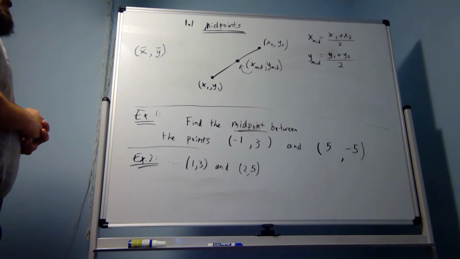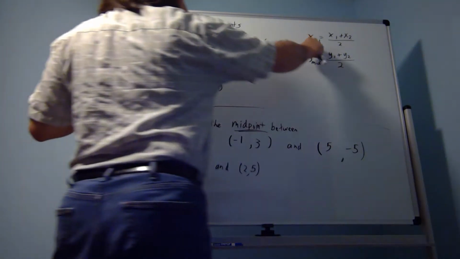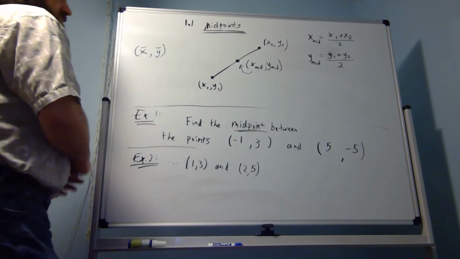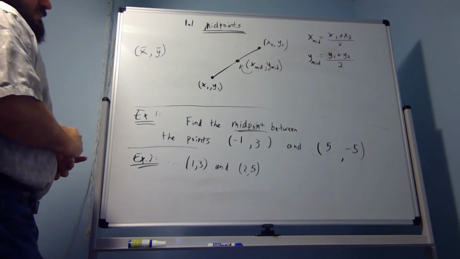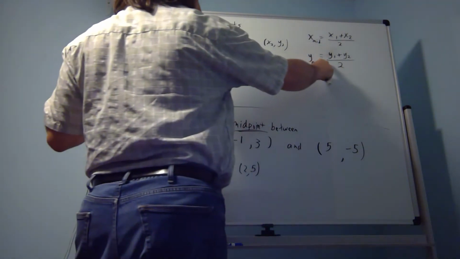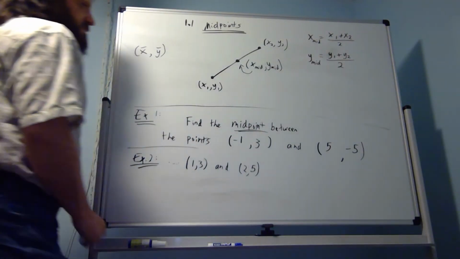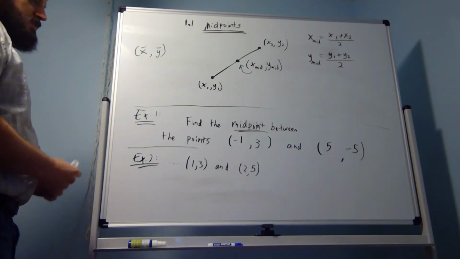But however you want to do it, the x coordinate is the average of the two x's, x1 plus x2 divided by 2. The y coordinate is just the average of the two y coordinates, y1 plus y2 over 2.